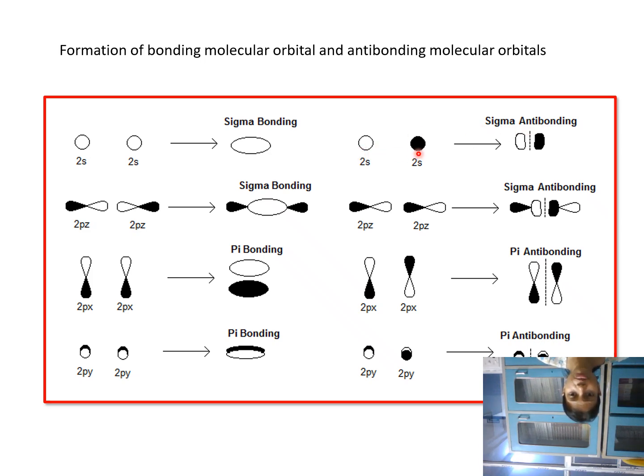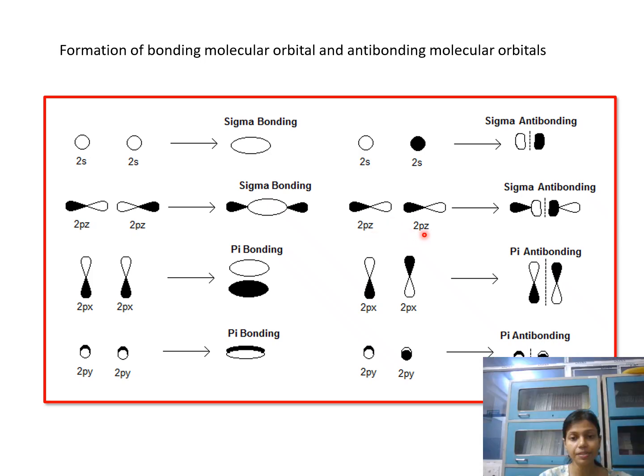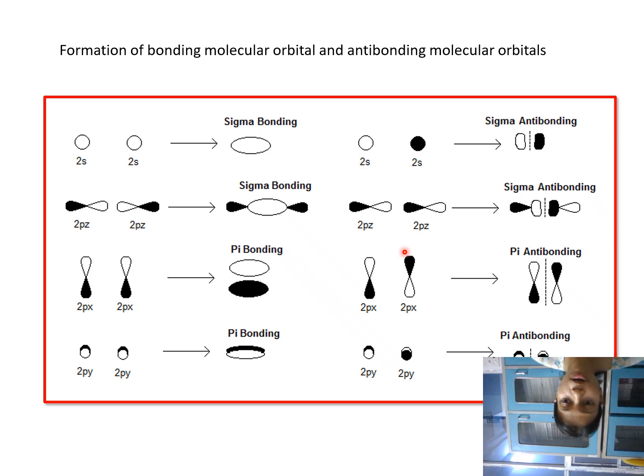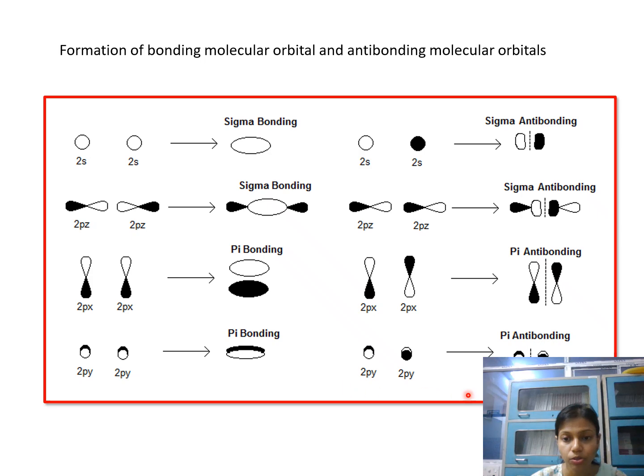So you see 2s and 2s, these two are in different colors, which means they are in a different phase. If one is plus, another will be minus. So there will be node formation between these two. So the sigma anti-bonding molecular orbital will form, and it will look like this. Similarly, for pz, they have different phase, so anti-bonding will form. Similarly, pi anti-bonding molecular orbital will form when side-on overlap is there, but they are in a different phase. Similarly, for 2py also you can see the anti-bonding is forming.